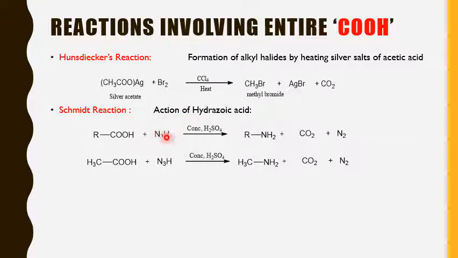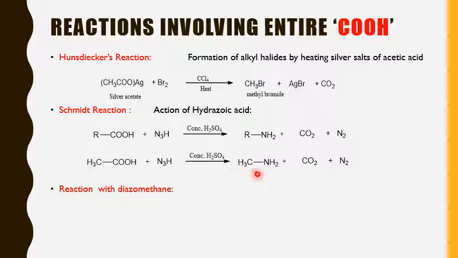minus is the azide ion. So RCOOH, upon reaction with hydrazoic acid in the presence of concentrated H2SO4, will result in the formation of primary amines with elimination of nitrogen gas and carbon dioxide gas. This reaction is called the Schmidt reaction. The mechanism is not included in your syllabus, that's why I am not explaining it. If you are interested, you can go through it. Here is an example where you can have the Schmidt reaction.